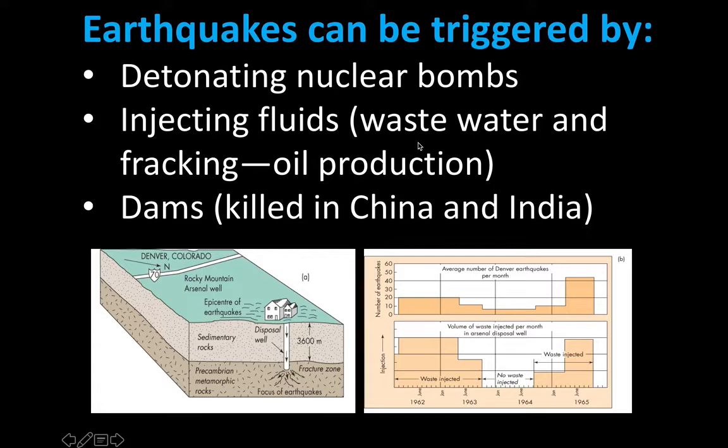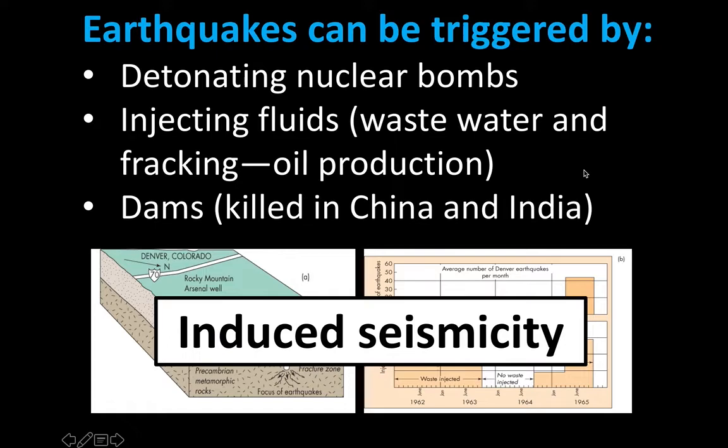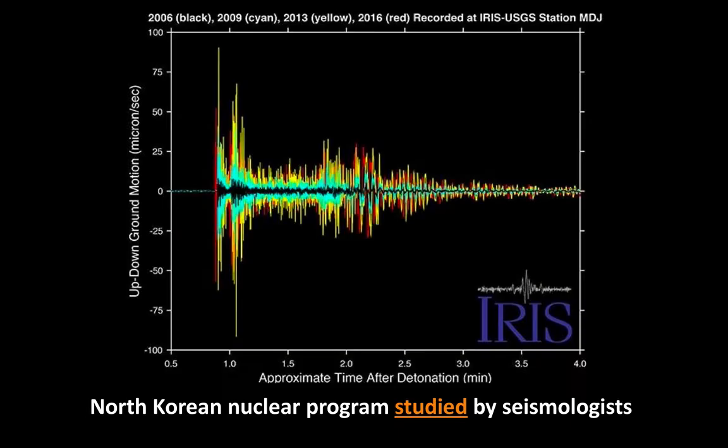And then adding dams. What's going on here is that you're simply adding weight. And if you add weight, you're potentially putting more stress on a system which is already under stress, triggering faults that were already spring-loaded and ready to go. You're pushing them over the edge. So it's the finger in the mousetrap again. Really only in this first one is the actual source of the energy potentially man-made. In every other example, we are just inducing activity in a system which is all ready to go. We refer to all of these as induced seismicity, something human beings have done that has caused an earthquake.